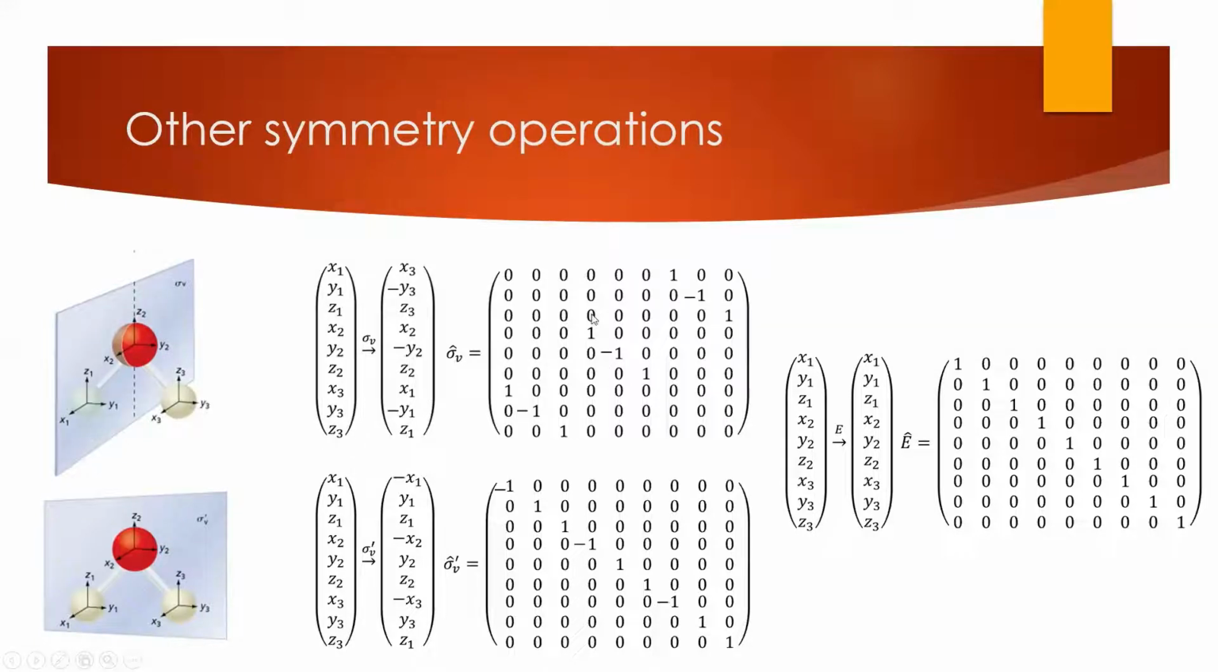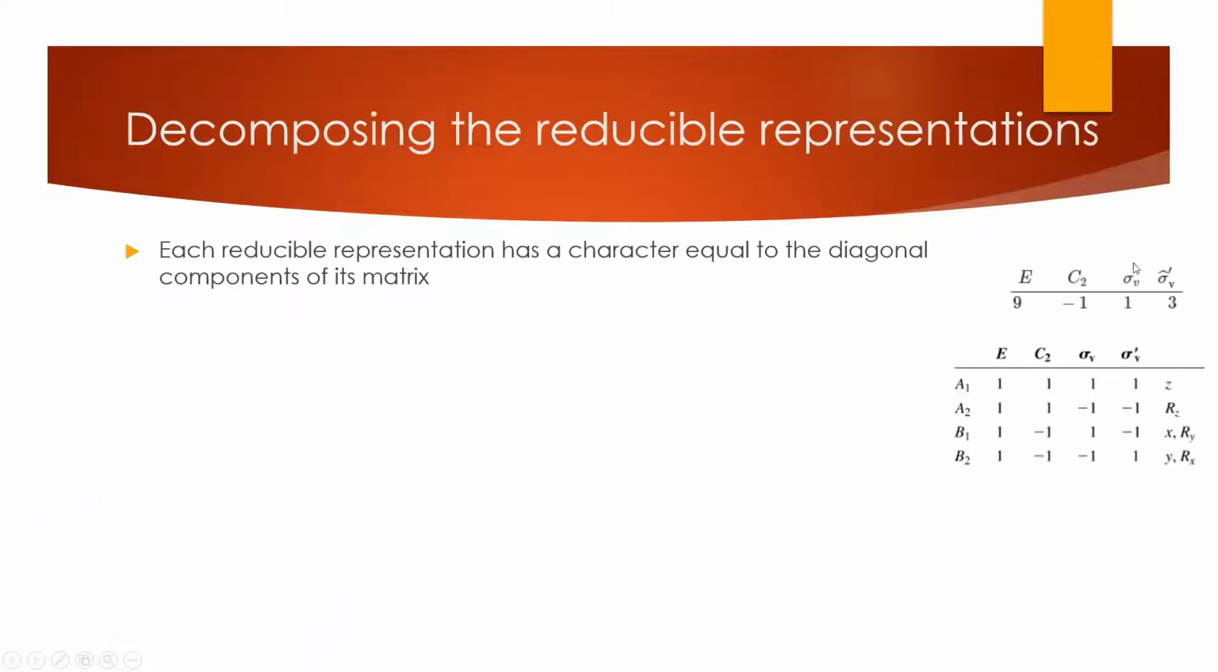Now for our sigma V, if we add up all of these, we see we only have a 1 and a -1. So that would give us a representation of 1. And you can do that for the other ones, and you can come up with this here. So we have 9, -1, 1, and 3. And this represents our reducible representation.